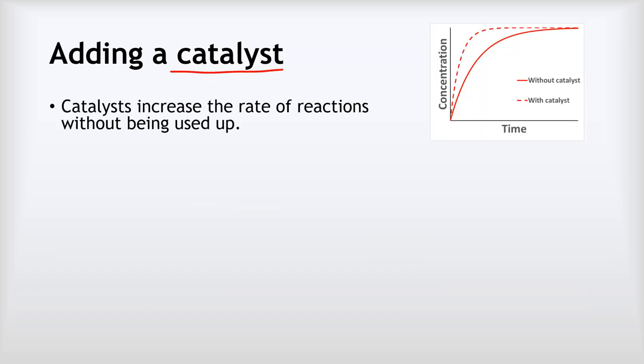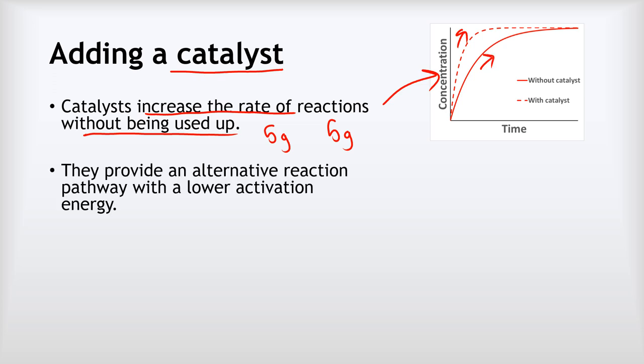Okay, so what about adding a catalyst to a reaction? Now, a catalyst is a substance that increases the rate of a reaction without being used up. What we mean by that is if we had 5 grams of catalyst at the start of the reaction, we'll still have 5 grams of it at the end because it doesn't get consumed. Now, these increase the rate of chemical reactions. We can see that here. So with a catalyst, the reaction is much faster than it is without the catalyst.